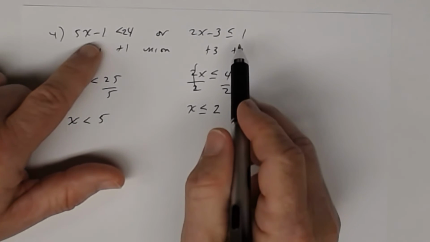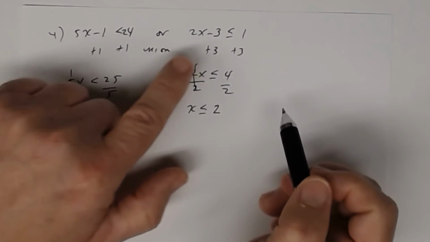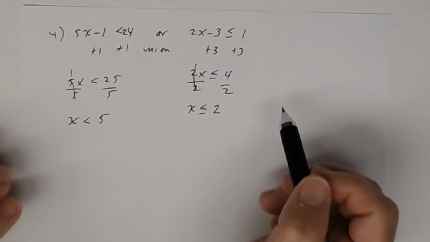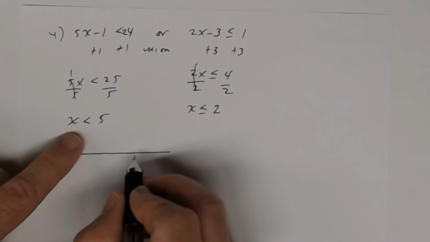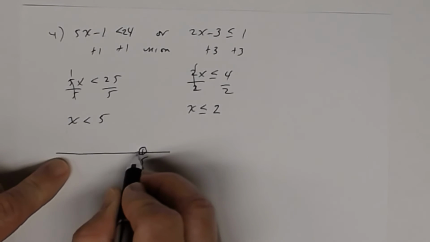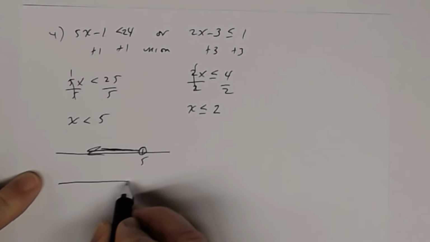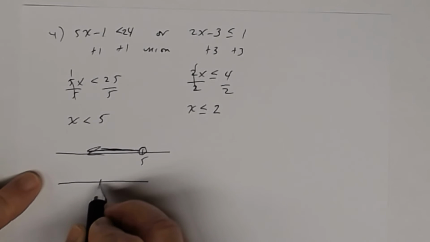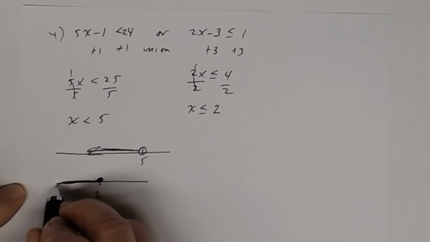But remember, I'm trying to find the solution to the compound inequality. So any real number that's shaded is going to be a solution to the compound inequality, because it just has to satisfy one of those. Basically, if you look at that on individual number lines, here's what we have. x is less than 5: open circle, since there's no equal sign, going to the left. And then here, x is less than or equal to 2. Put 2 in the right place, so 2 is to the left of 5. Closed circle, going to the left as well.